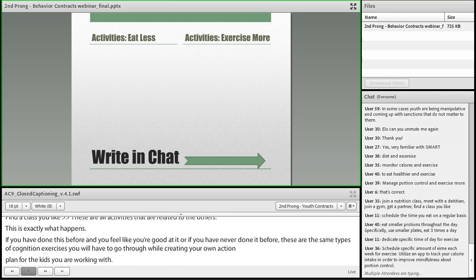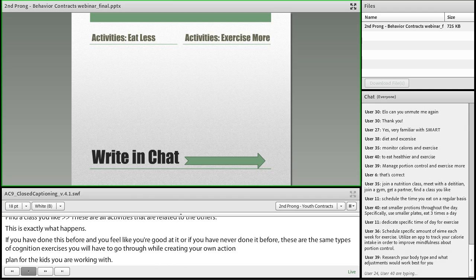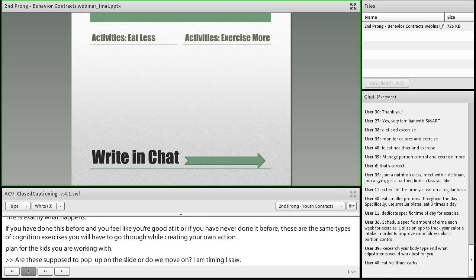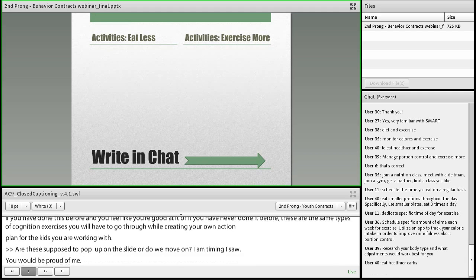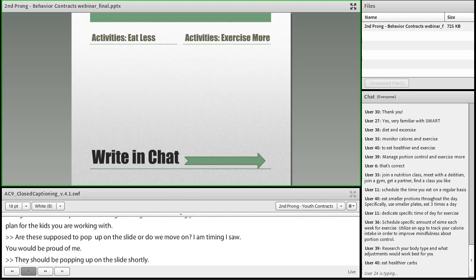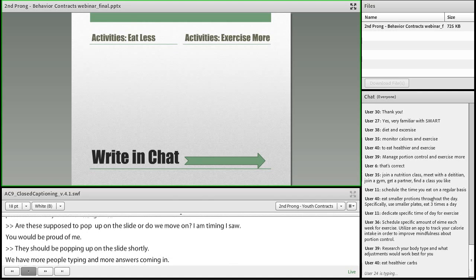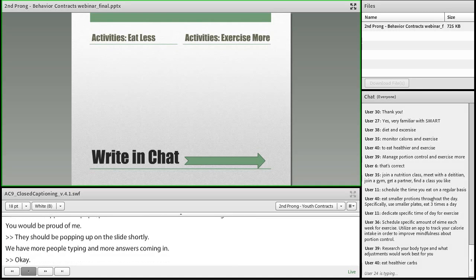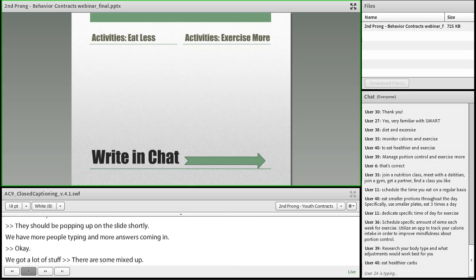Are these things supposed to pop up on the slide, or are we just going to move on? Because I'm timing myself, Jess and Wendy, you'd be proud of me. They should be popping up on the slide shortly. We have more folks typing and more answers coming in. Okay, got a lot of stuff. They're a little bit mixed up, Doug. There are some things under the activities for Eat Less, and some under Exercise More.